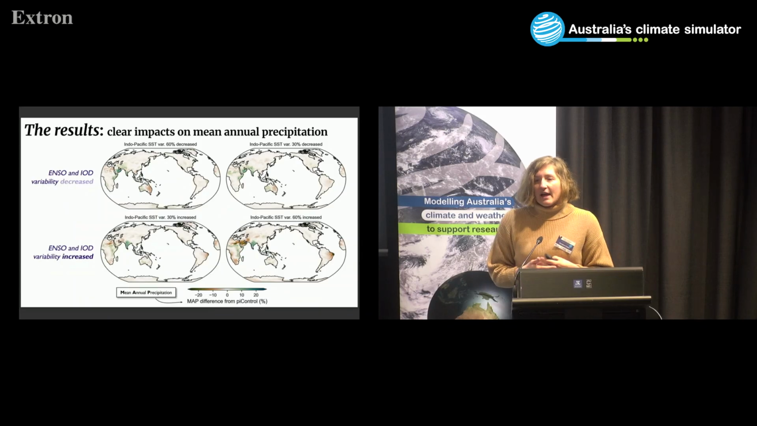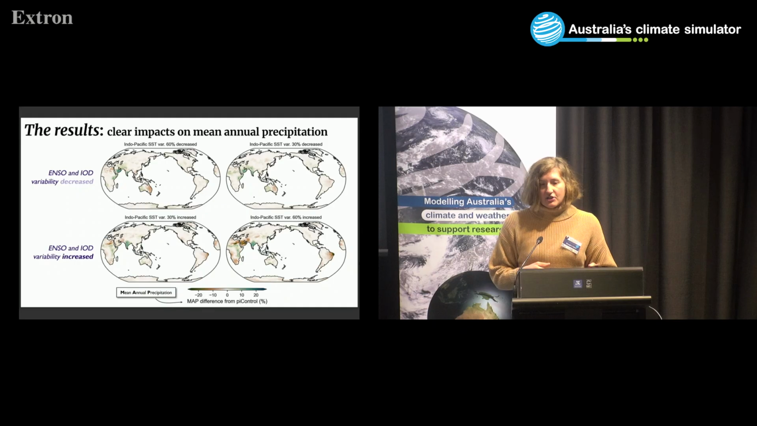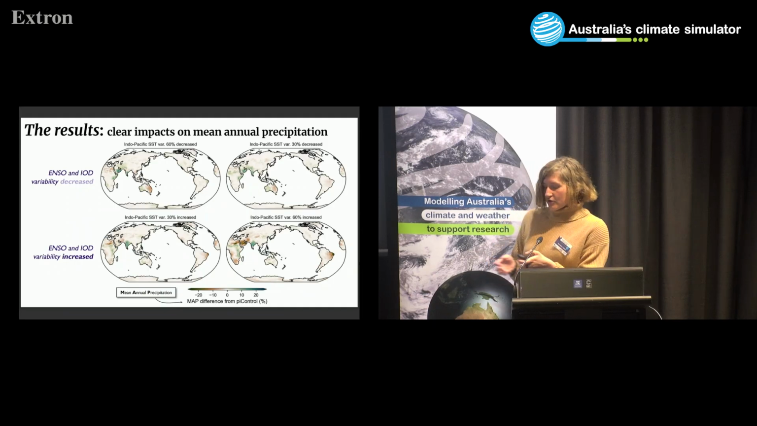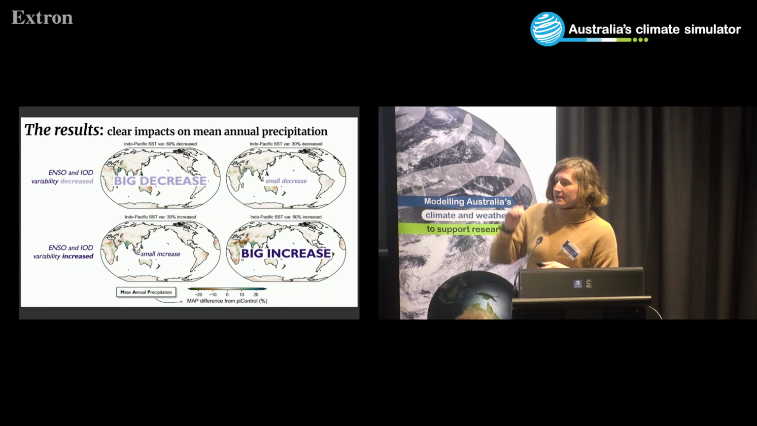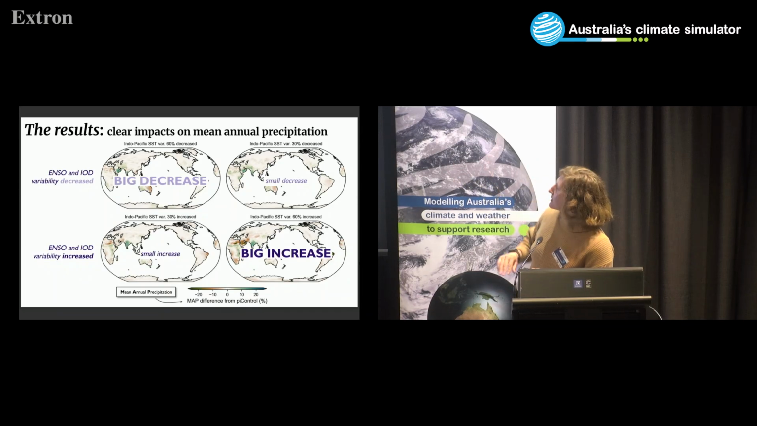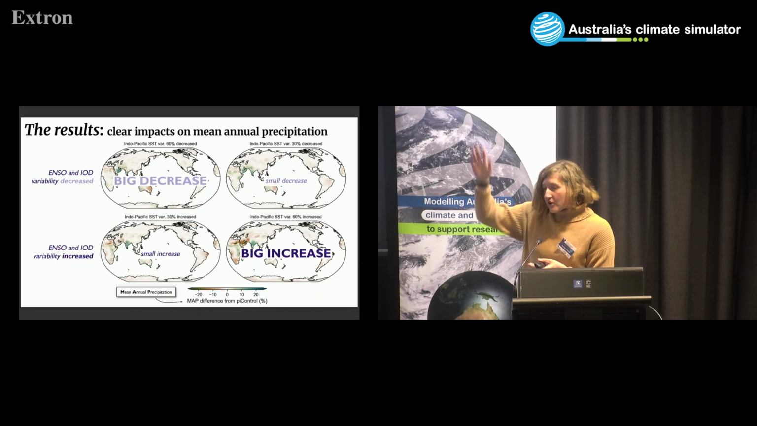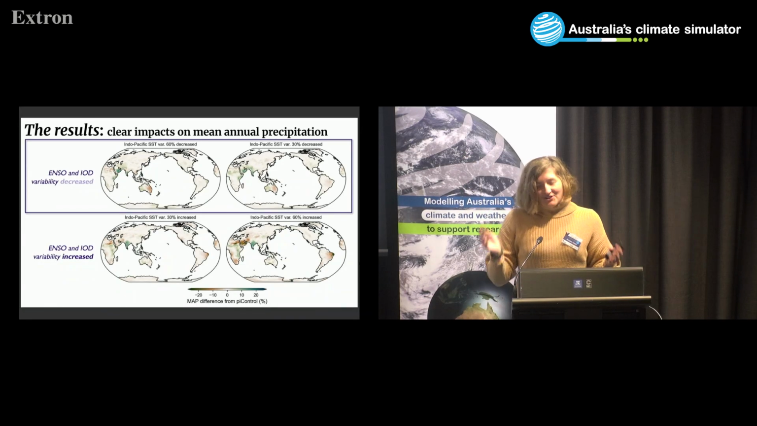Now let's start by having a look at just the changes in the long-term rainfall patterns. Here I'm showing the difference in mean annual precipitation for each experiment compared with the control. The panels will all be laid out in the same way. On the top row, we have the experiments where we decrease the magnitude of the sea surface temperature variability by 60 or 30%. The bottom row is where we increase the magnitude of sea surface temperature variability. And in the interests of time, I'll mainly focus on Australia.